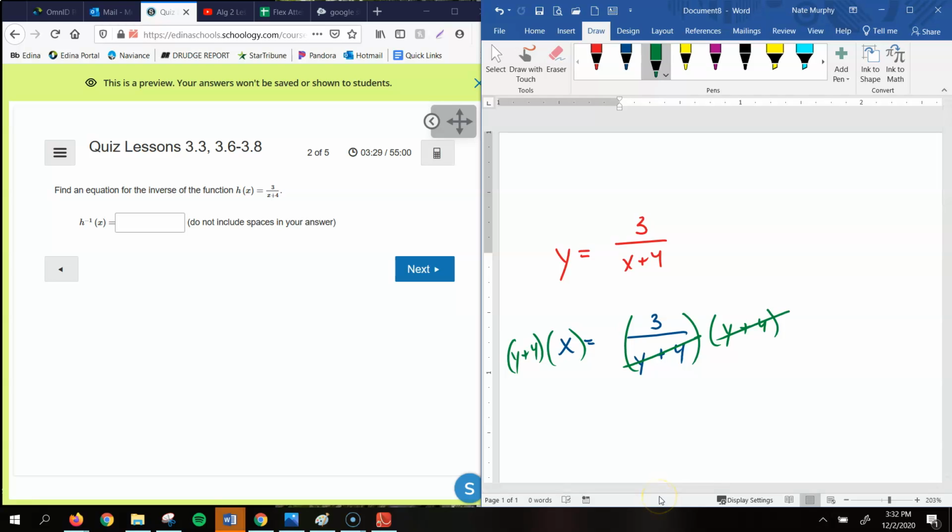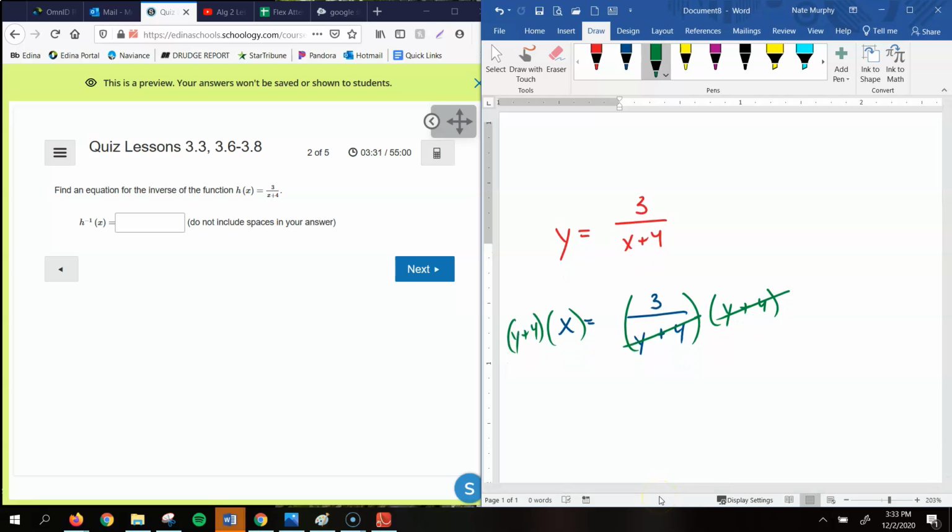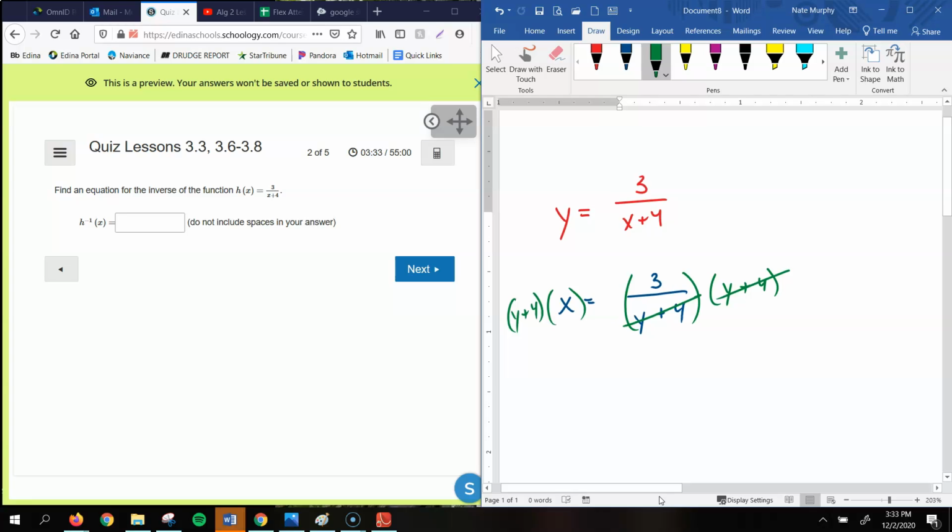right side. Now, I don't actually want to distribute and multiply the x times the y plus 4. So I would just leave this as y plus 4 times x equals 3. And then I would divide both sides by x to get rid of the x on the left side. So we'd have y plus 4 equals 3 over x.